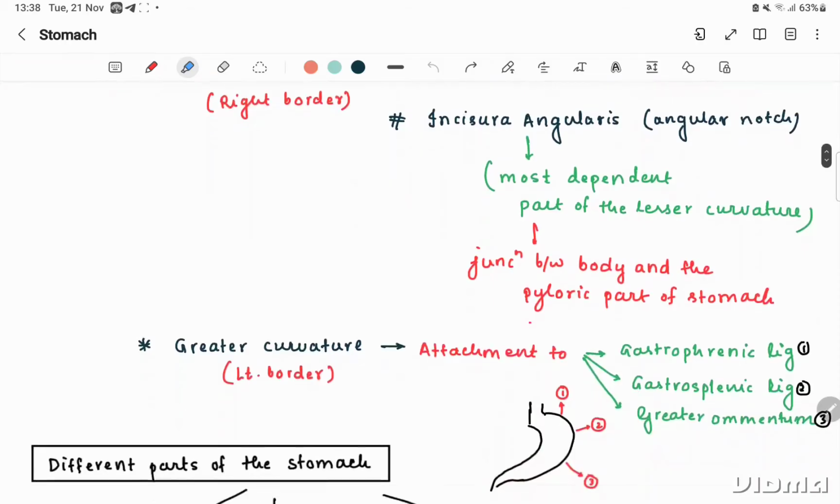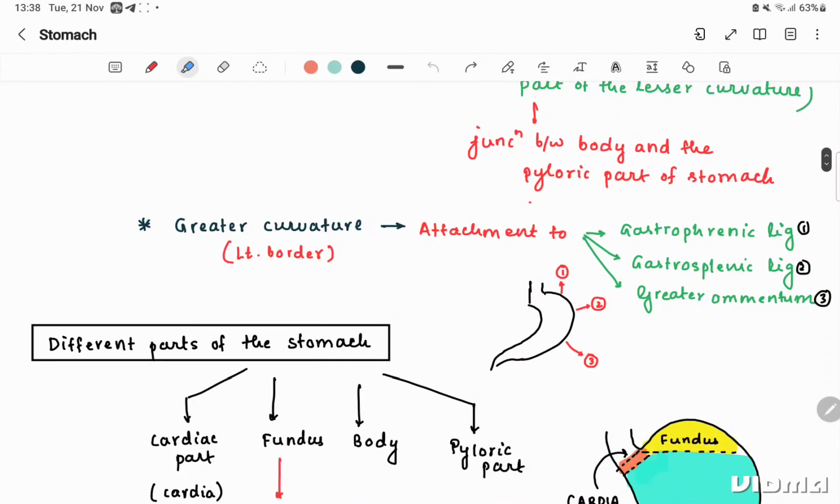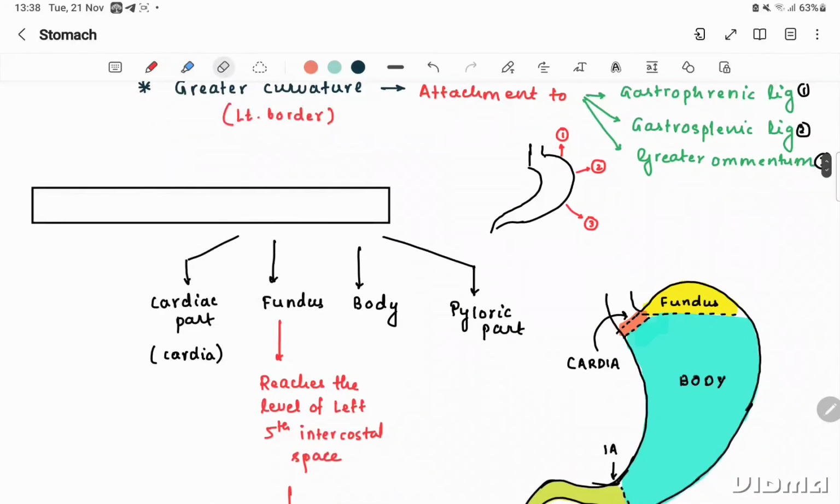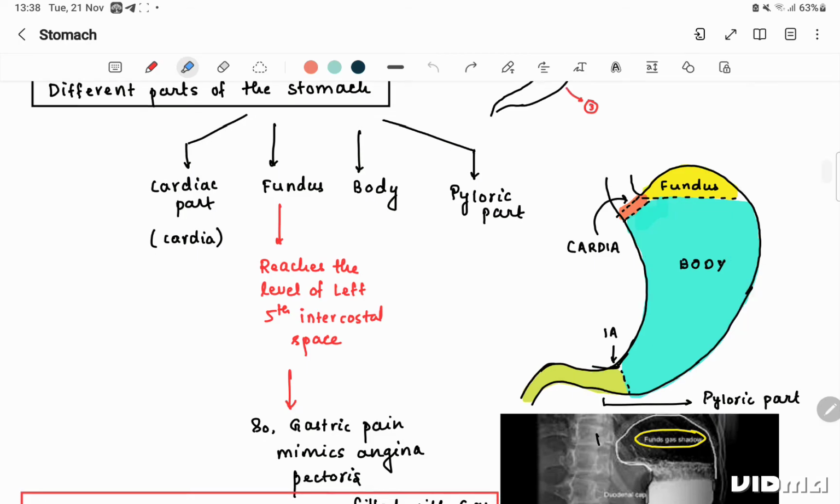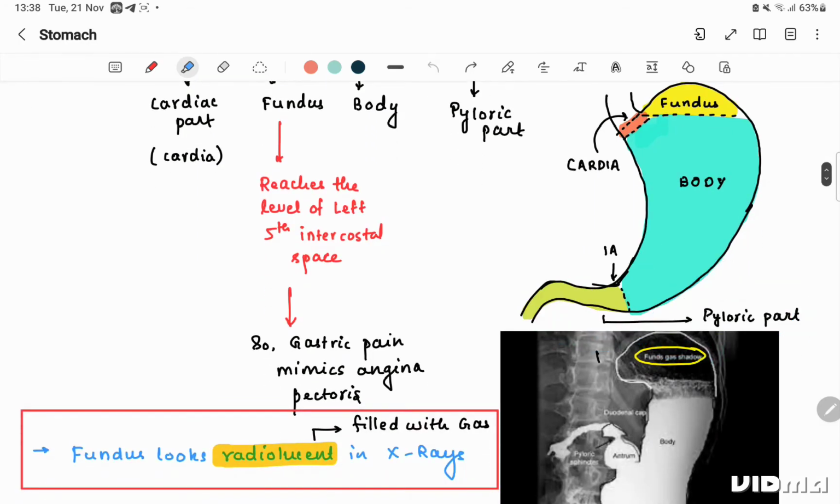So I've talked about the greater curvature. It is attached to these 3: these 2 ligaments and the greater omentum. What are the different parts of the stomach? We have the cardiac part, the fundus, the body, and the pyloric part. This is the fundus, this is the cardiac part, this is the body, it's a huge part, and this is the pyloric part.